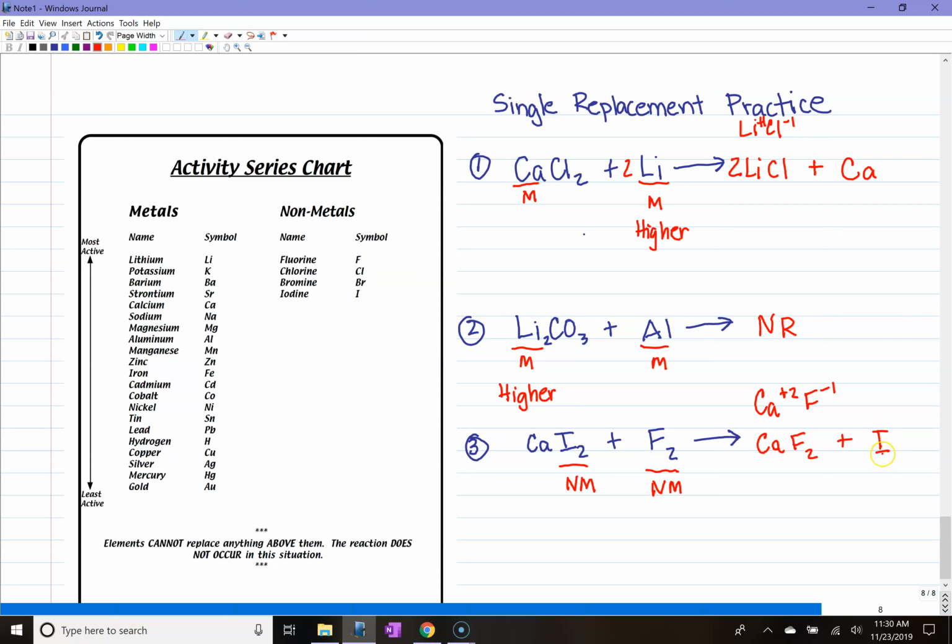Now, remember about your diatomics. When you're writing a single element, you've got to check in your mind and see, is it a diatomic? And iodine is indeed a diatomic. And so I would put a subscript of 2 there, and that would make this reaction balanced.